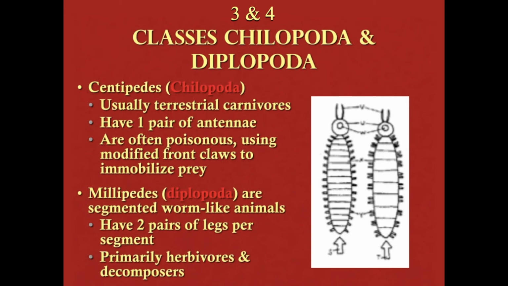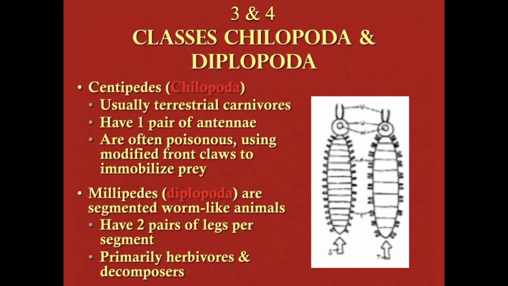Now millipedes are going to be your herbivores. These are the ones that are less dangerous. Millipedes sometimes secrete a poison off their body to protect themselves, but these are primarily decomposers and herbivores.